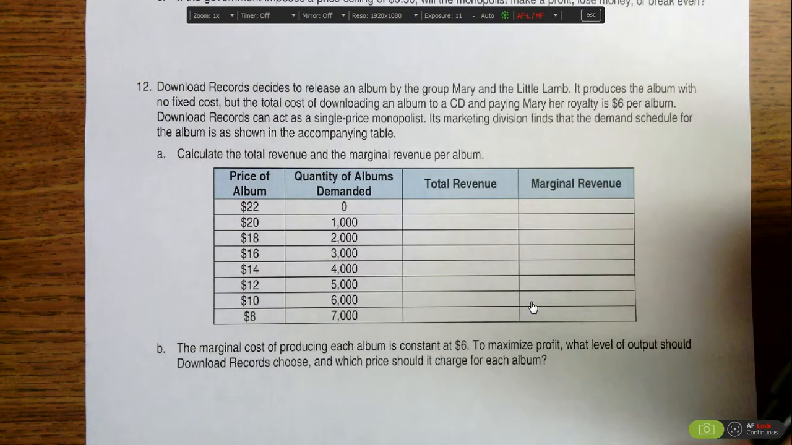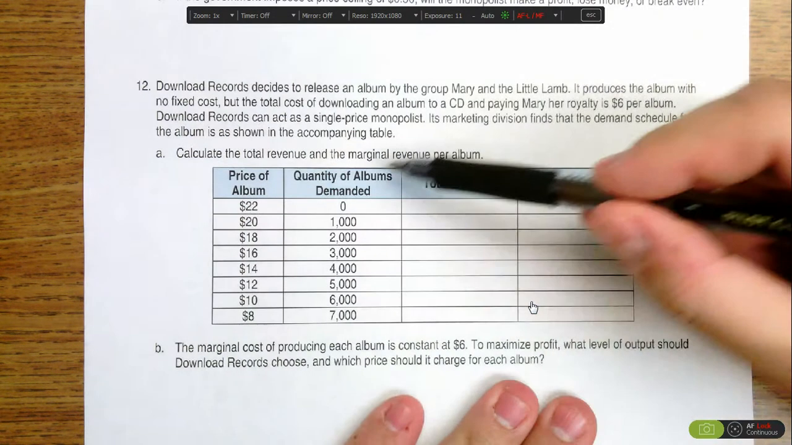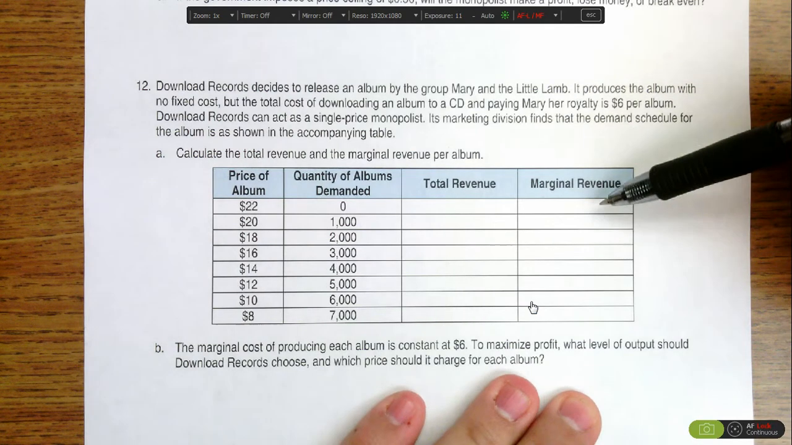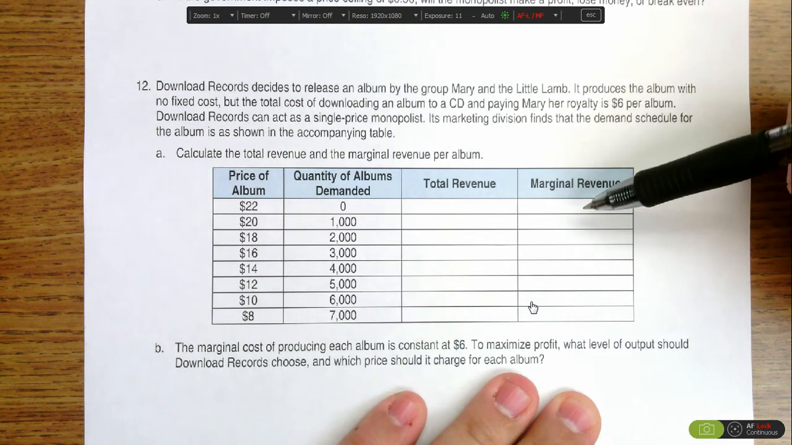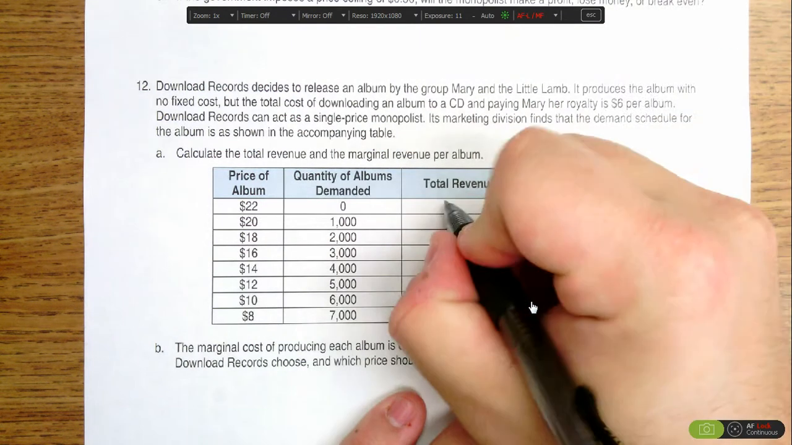This portion of the question is asking us to identify what the total revenue is given this demand schedule, and then also calculate marginal revenue per album. So the way to figure out total revenue is price times quantity. If I sell 0 albums at $22, I get $0 in revenue.